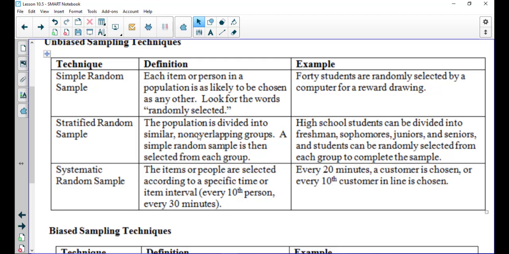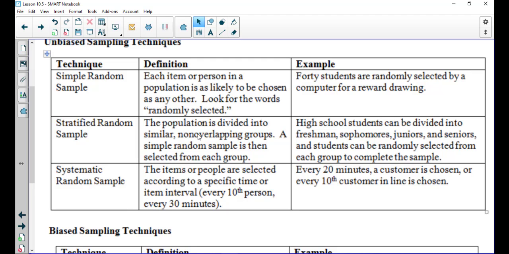But some types of unbiased sampling techniques that we have are a simple random sample. This is like the lottery, for example. This is when each item or person in a population is as likely to be chosen as any other. Look for the words randomly selected. An example would be 40 students are randomly selected by a computer for a reward drawing. So this could be, again, like a lottery type of example where you're just putting all the names in a hat and choosing one from that hat.